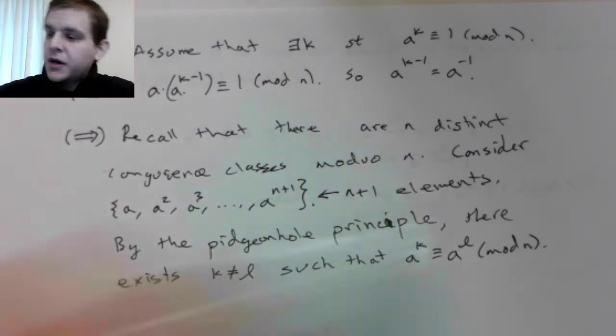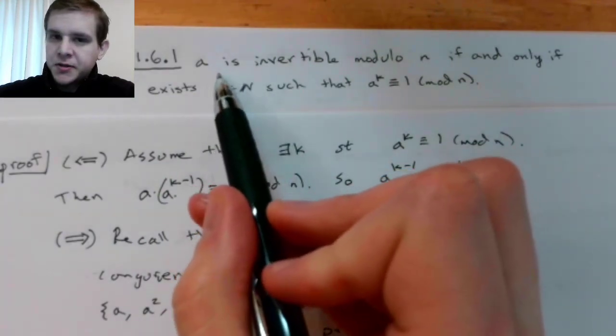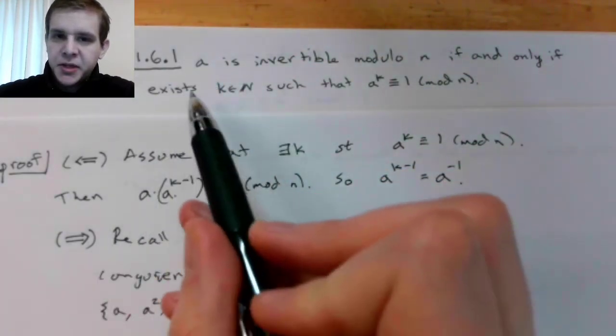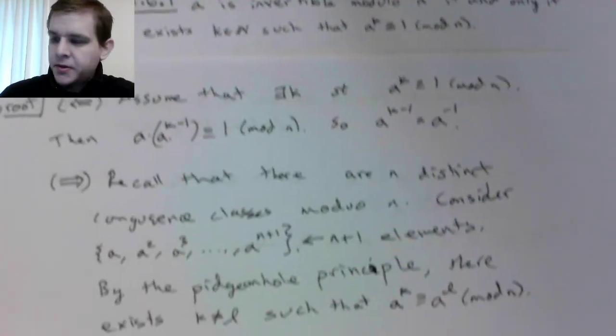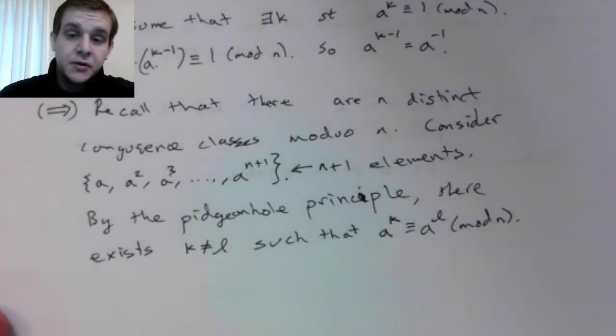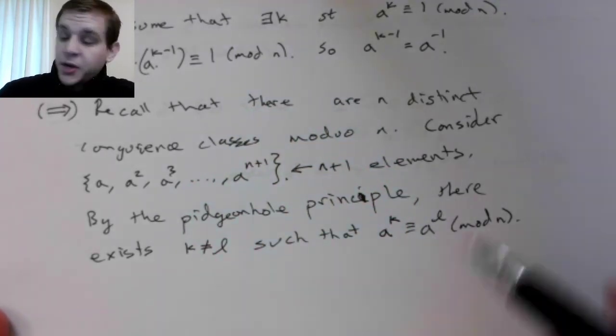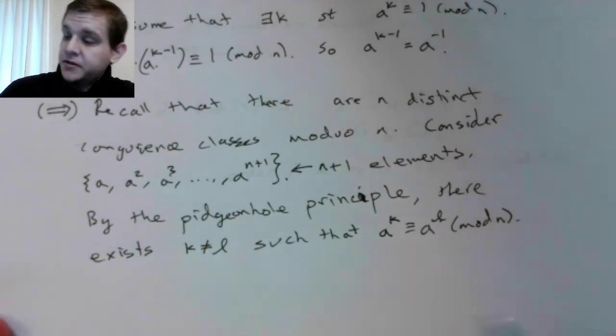Okay, so now what do I need to do? This is where I can actually use my assumption, right? In this part of the proof, I'm assuming that a is invertible modulo n, and I want to prove it has an order. So far, I haven't used that fact. This is always true, that you can find some power of a that's equal to itself. But I want to use the fact that a has an inverse, and therefore a to the l has an inverse.